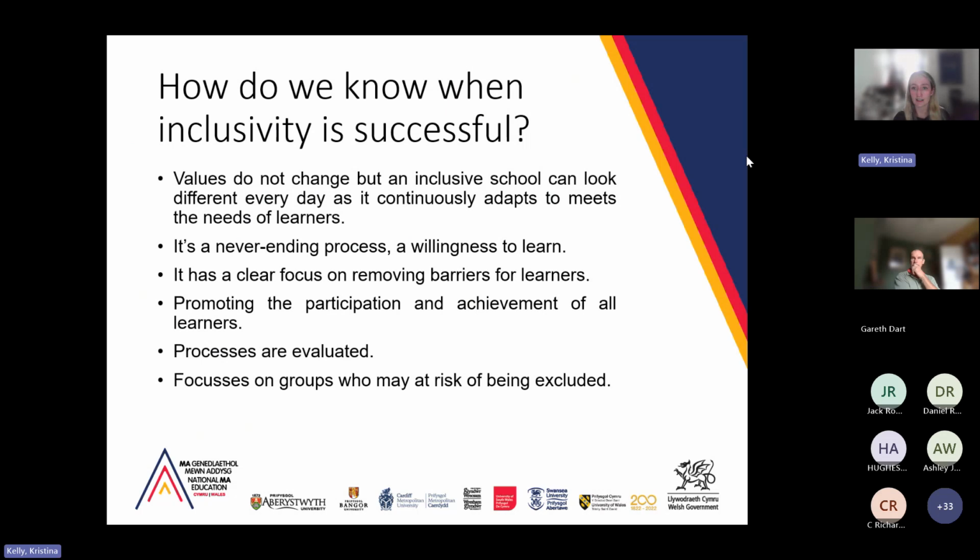Processes are evaluated. So again, collecting data that is really meaningful. How have we done with this particular process or strategy? What do we need to do differently? What's worked well that we can build on? And maybe who do we need to collaborate with to take it even further? And then a focus on groups or individuals who are at risk of being excluded. So almost having that awareness and preparation of who could be excluded and what we need to do to develop that sense of belonging in our settings.